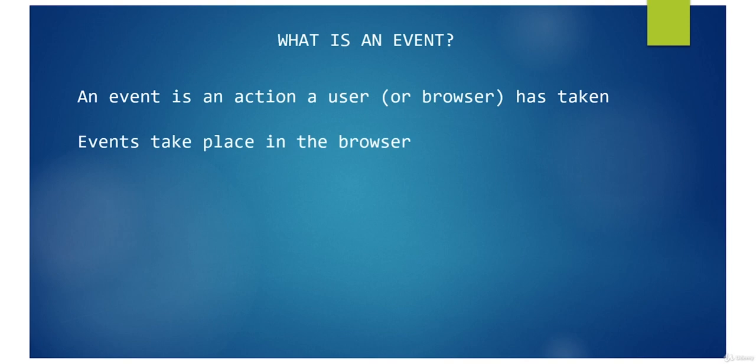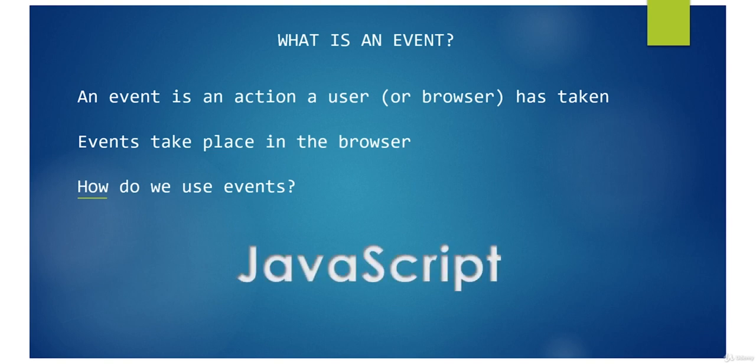Okay, cool. At a very high level, we know what an event is. We know kind of where it takes place. But how do we use events? And I want you to concentrate on that word, how. How do we access these events? How do we interact with them? How do we listen for these events? And the answer is, drumroll, JavaScript. That's right, JavaScript. An event is JavaScript related.